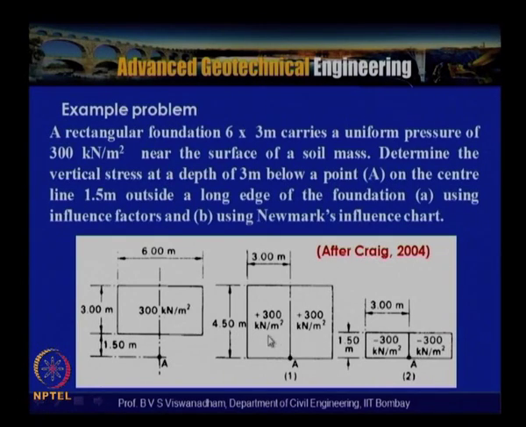So, by calculating the vertical stress due to these two triangles, we will get the stress at this particular point, and minus the stress due to these two triangles with a negative loading, what we get is the so-called vertical stress at this point. So, this minus this, what we get is the vertical stress at the point.